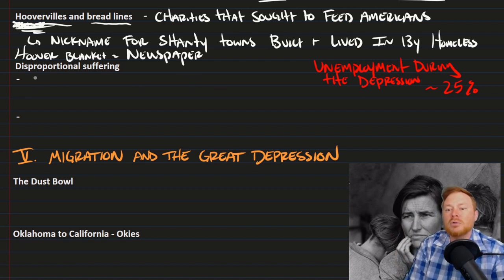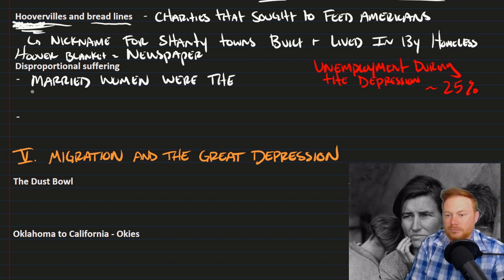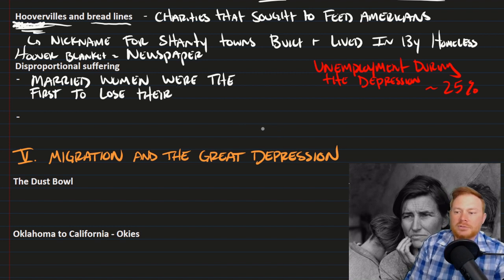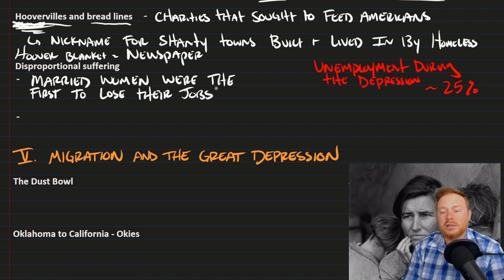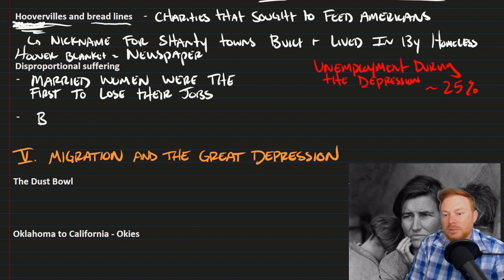So, for example, married women were, in many cases, the first to lose their jobs, across racial lines, across class lines. And this was reinforced by the stereotype of the breadwinner husband. Especially a married woman who had a job during the Depression, she faced a lot of pressure and ridicule from people saying that she was stealing the job from a man who could potentially support their family. So, in many cases, married women were some of the first ones to lose their jobs. And the same thing is true for Black Americans.